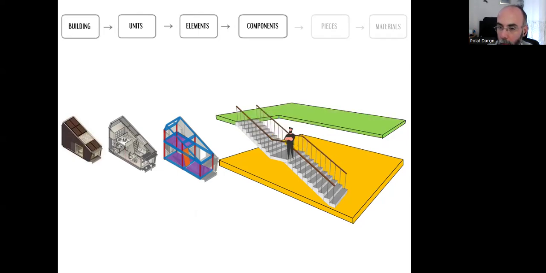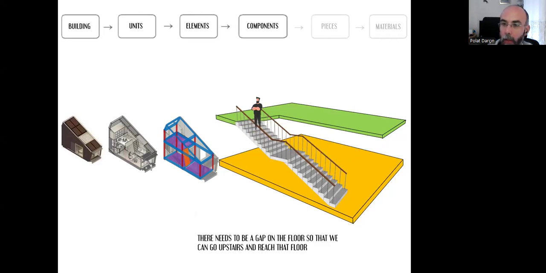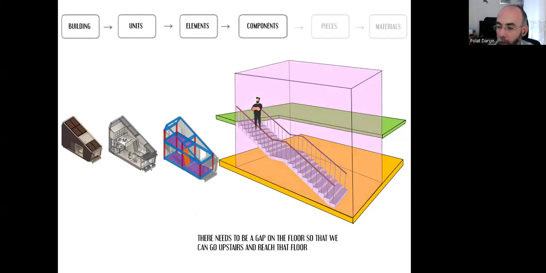There needs to be a gap like that in the upper floor, so that I can climb without hitting my head. That gap will create a huge volume that combines these two different floors. In this example, there are only two floors. If it's a multi-story building, then there will be lots of other floors, so this volume will be so much higher. It connects all these different floors.